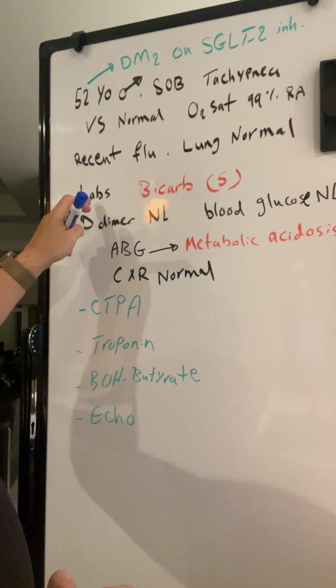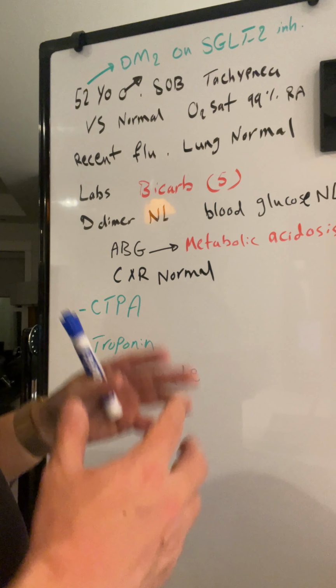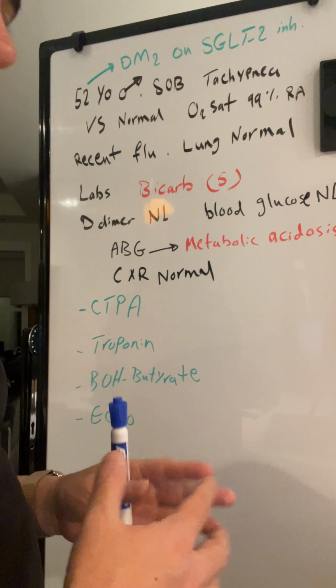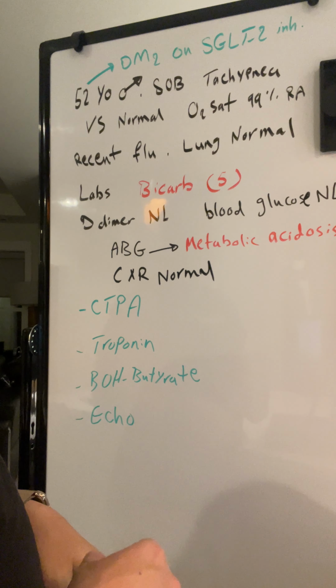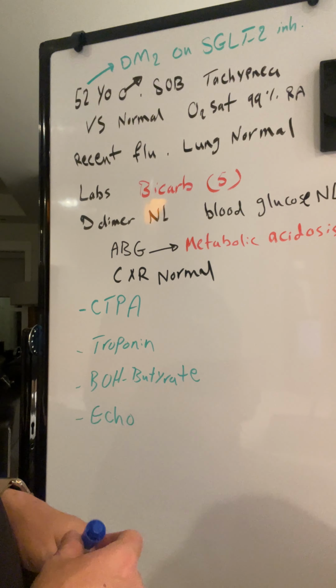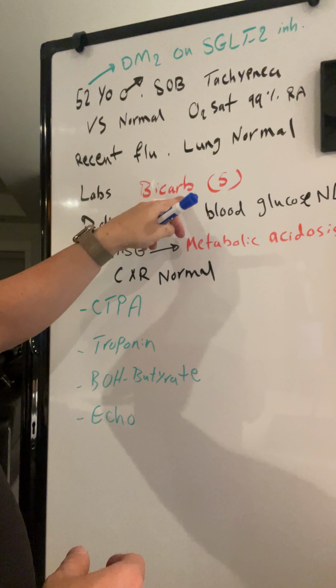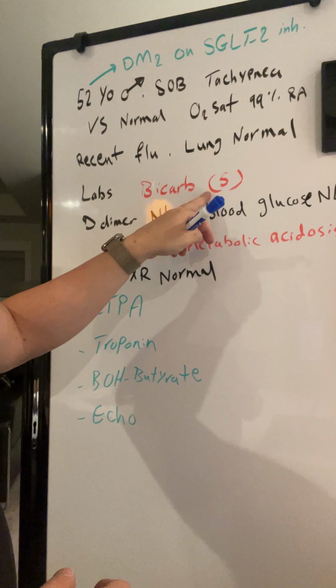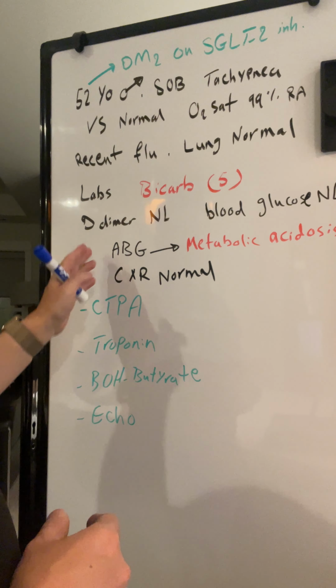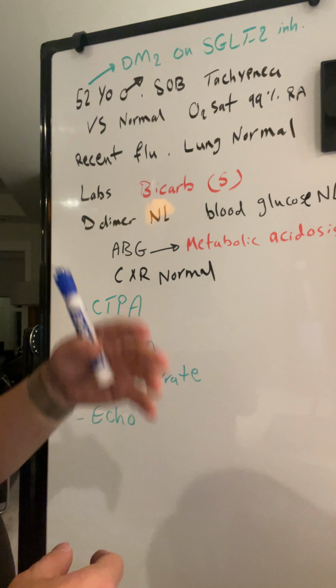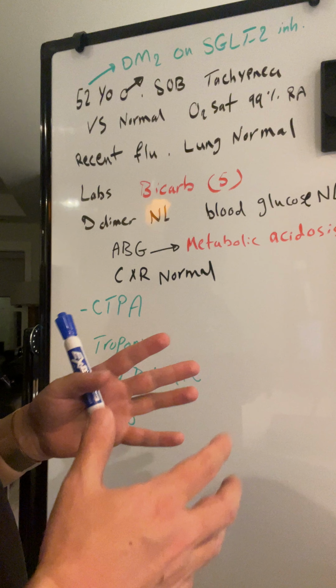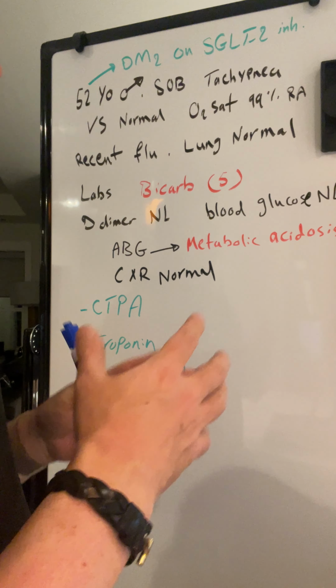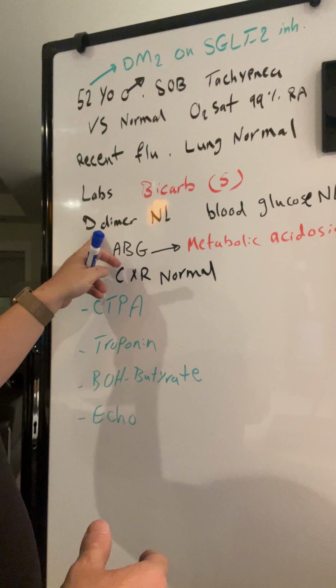And they checked his labs. Basically, the complete blood count, every other basic lab is normal. The patient doesn't have anemia, but it was noted that the bicarbonate was 5, which is very low. They also tell you that the patient hasn't traveled, no trauma. So you see they're telling you that it's not a PE, and the D-dimer is normal.